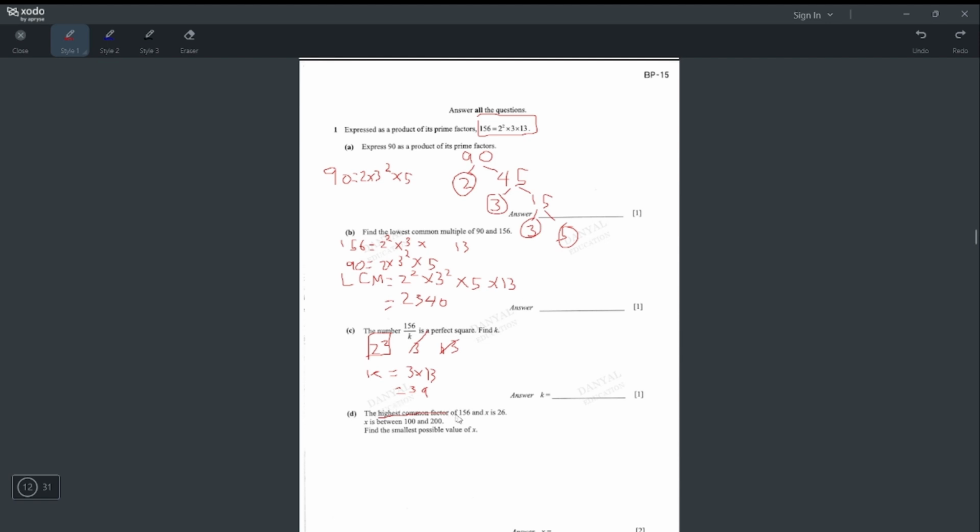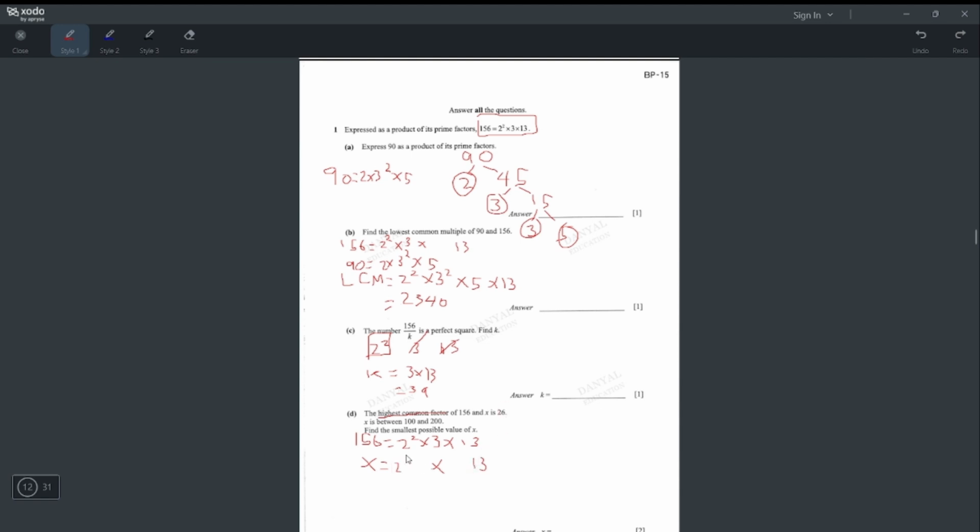So we have the highest common factor of 156 and x is 26, and x is between 100 and 200. Firstly, we know for sure that x is a multiple of 26 because 26 is a factor. What's next is we can also write the prime factorization. So 156 is 2 squared times 3 times 13, and x is 2 times something times 13. We don't know what's inside here, but we know for sure that x has prime factors of 2 and 13 because its common factor is 26.